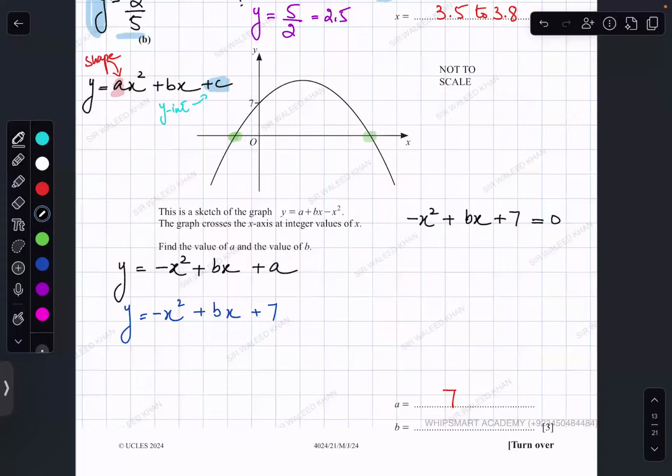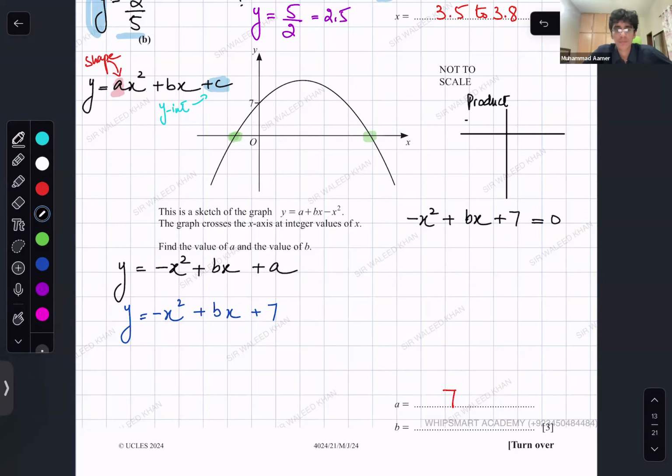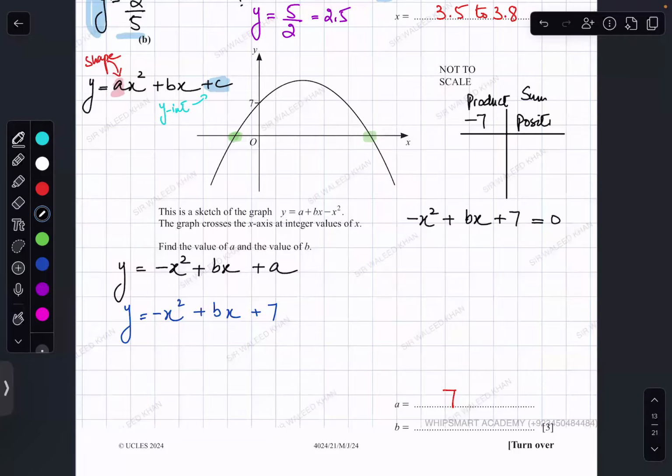Okay. Now tell me, if I want to solve it using the middle term breaking, I need a product. What should be the product? Sir, minus 7. What should be the sum? Do we have any value? No? We just know that it should be positive. Can I say that? It should be positive, right?